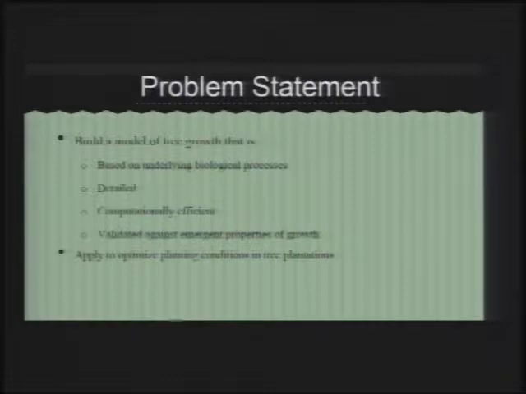Our problem statement, our goal was to build a model of tree growth that is, one, based on underlying biological processes. This is important to note that it's different from the previous related work. Previous related work has specifically programmed rules of tree growth into the model, such as allometric rules. Allometric rules are basically finite relationships between different parts of a tree that hold true for all trees. Our goal for this project was, instead of programming those directly in, to focus on fundamental underlying biological processes and then produce those allometric rules as a result.